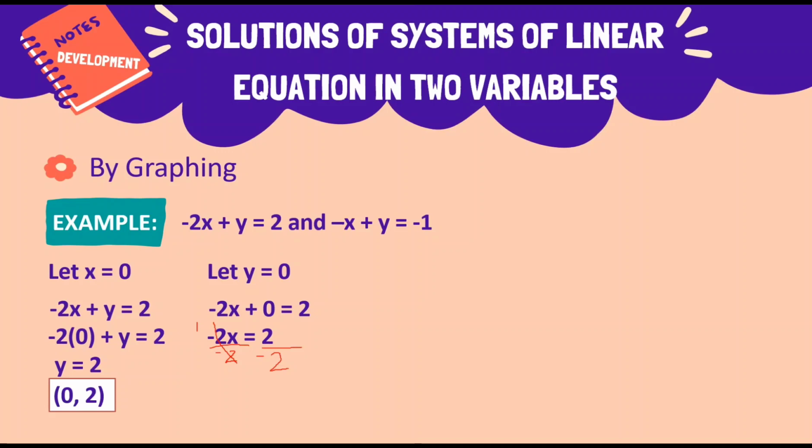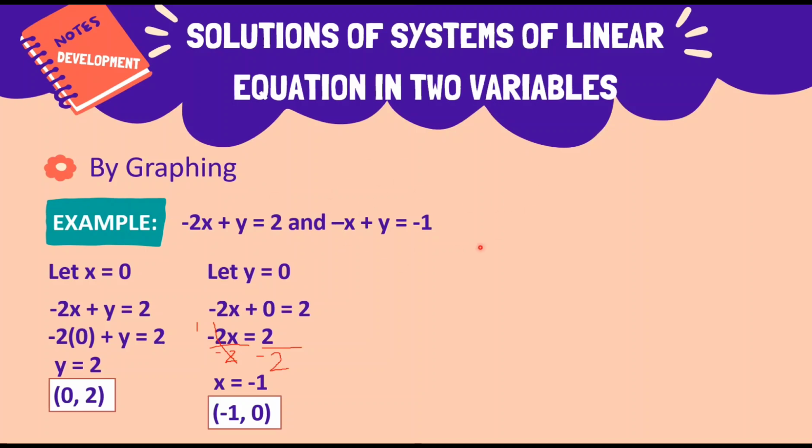So we have x is equal to 2 divided by negative 2, we have negative 1. So that is the value of our x, negative 1. So our second ordered pair now is negative 1 and 0. So x is equal to negative 1 and our y is equal to 0. So we are done on our first equation.